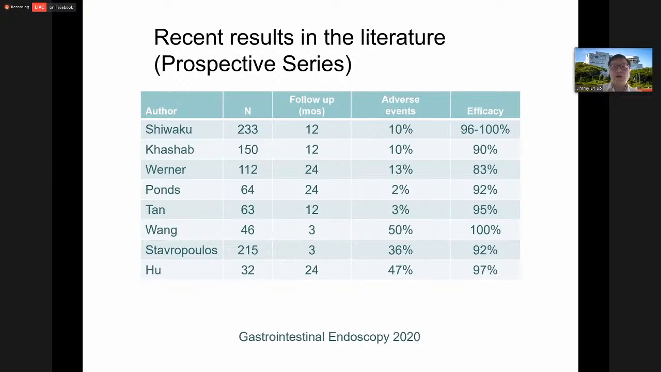This is a very recent summary of the results in the literature. It summarizes all the prospective series. As you can see, there are series ranging from 32 patients to 233 patients. To highlight here, the efficacy rate is usually from 83 to 100%. Adverse events are also relatively uncommon, from 2% to 40%, depending on how you define adverse events.